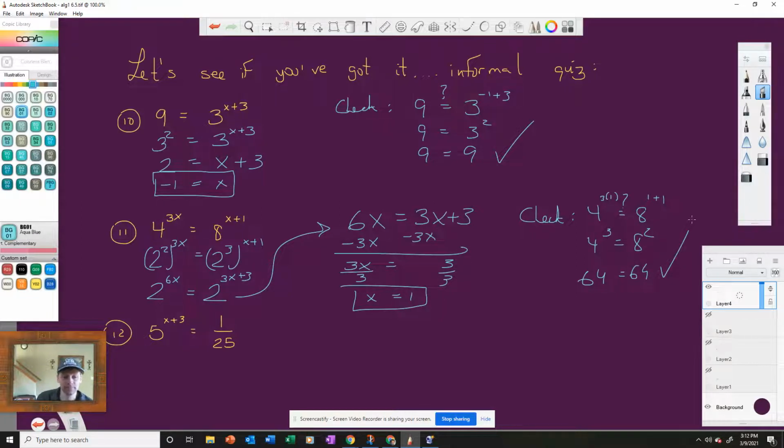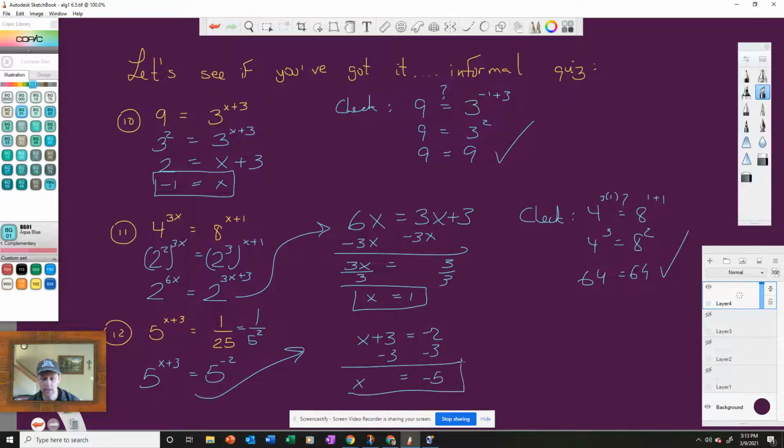All right, last one. I can write these with a base 5. So this is 5 to the x plus 3 power. 1/25 is 5 to the negative 2 because this is 1 over 5 squared. Put it up on top, and the exponent becomes negative. Now, since the bases are the same, I get that x plus 3 equals negative 2. Subtracting 3 from both sides, I get that x equals negative 5.